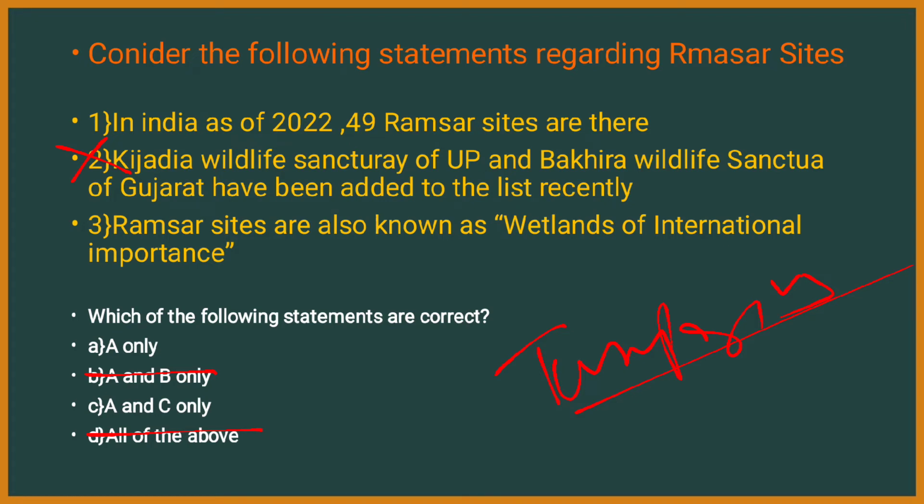Now, in India as of 2022, 49 Ramsar sites are there. Yes, it is true, because these were the recent two that were added. And do remember, Khijadia Wildlife Sanctuary is in Gujarat, not in UP, and Bhakira Wildlife Sanctuary is in UP, not in Gujarat. Then the third statement, Ramsar sites are also known as wetlands of international importance. Of course, they are known as wetlands of international importance. So here the answer is A and C only.